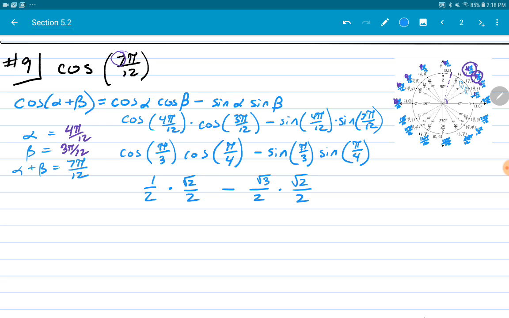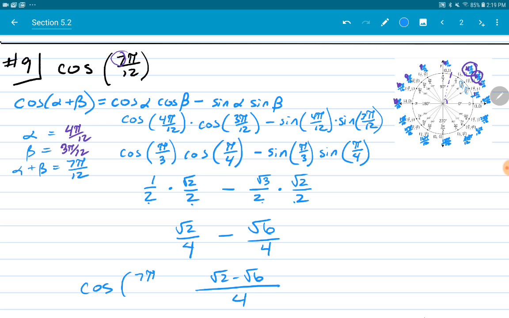Now I just multiply them together and then I can subtract. So that's radical 2 over 2 minus radical 3 times radical 2 is radical 6 over 2. Oops, sorry. My denominators are going to be 4 now because it's 2 times 2 and 2 times 2. So when I simplify that, I get radical 2 minus radical 6 over 4. So that is the cosine of 7 pi over 12.